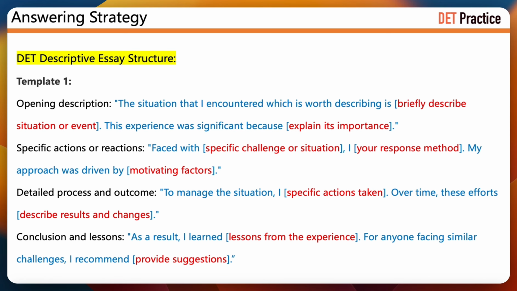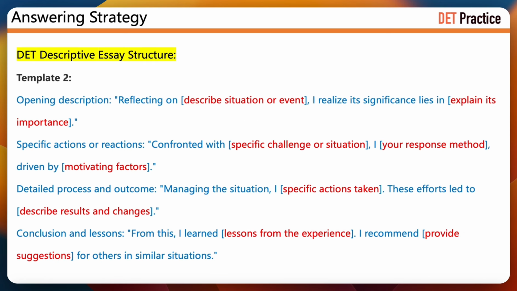This second template for the DT descriptive essay structure offers a slightly different approach to organizing your response. Let's break down how to use template 2. Opening description. Begin with "Reflecting on [described situation or event], I realize its significance lies [and explain its importance]."